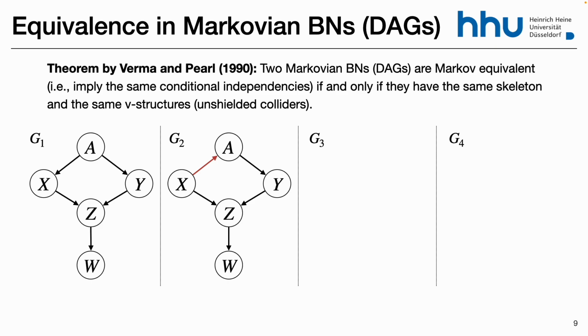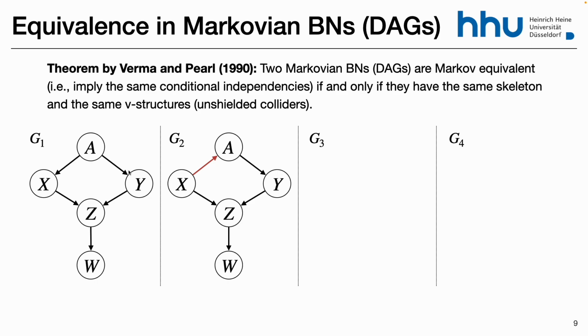I ask you, so the only difference is the one in red there. So instead of having A pointing to X, I have X pointing to A, right? And I ask you, are these two part of the same equivalence class or not? First question, what about the skeleton? Are they the same? Yes.